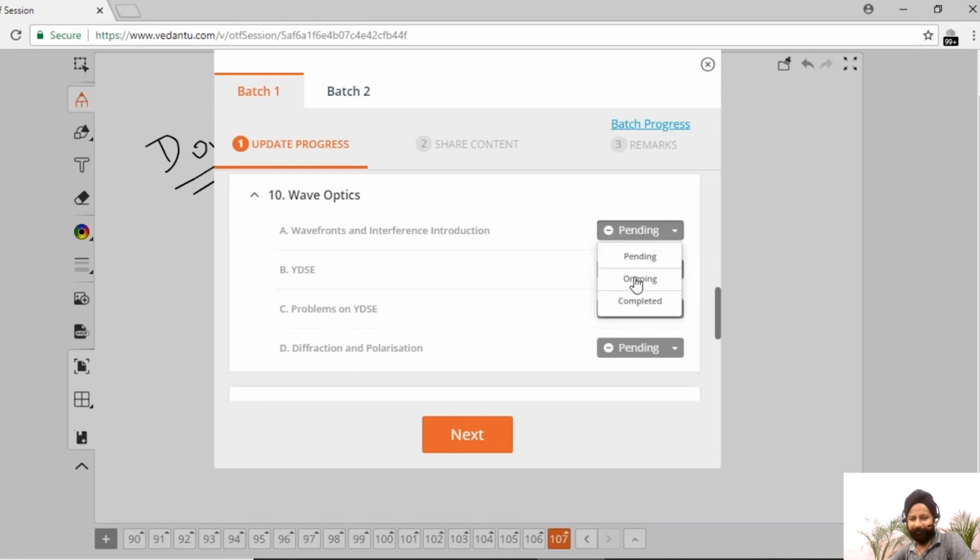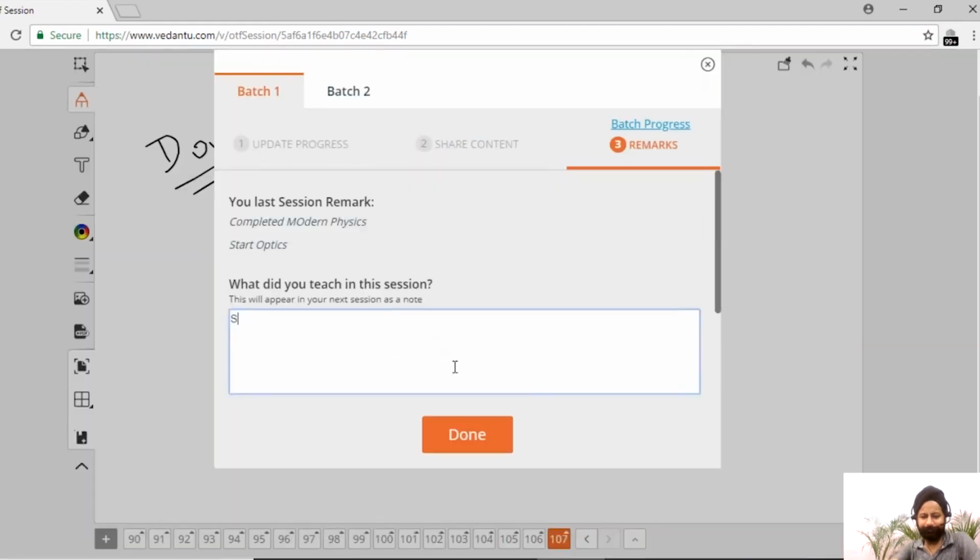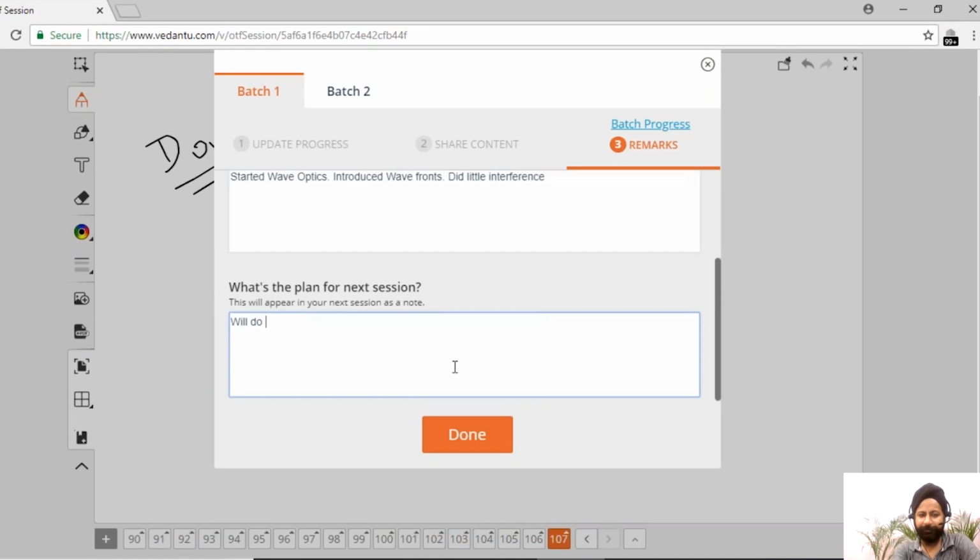So, wave fronts and interference. Let's say we are still working on this. No assignments for now. Started wave optics. Introduced wave fronts. Did a little interference. Will do the mathematical part of interference.